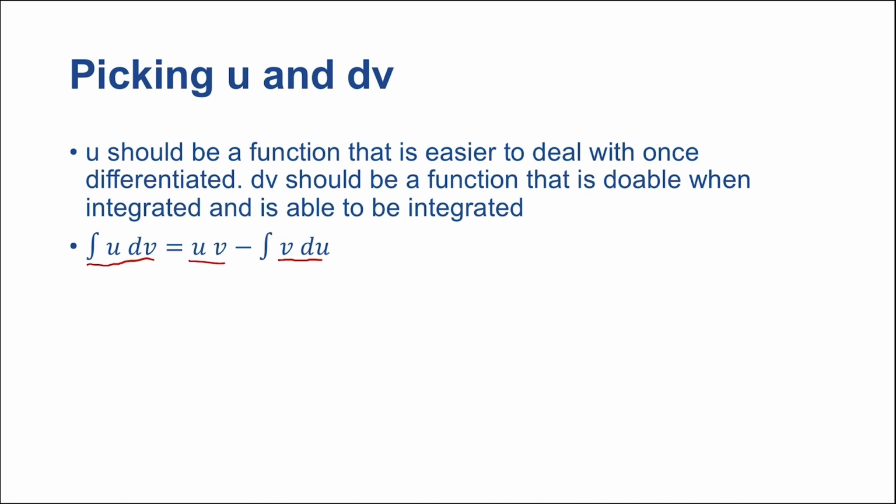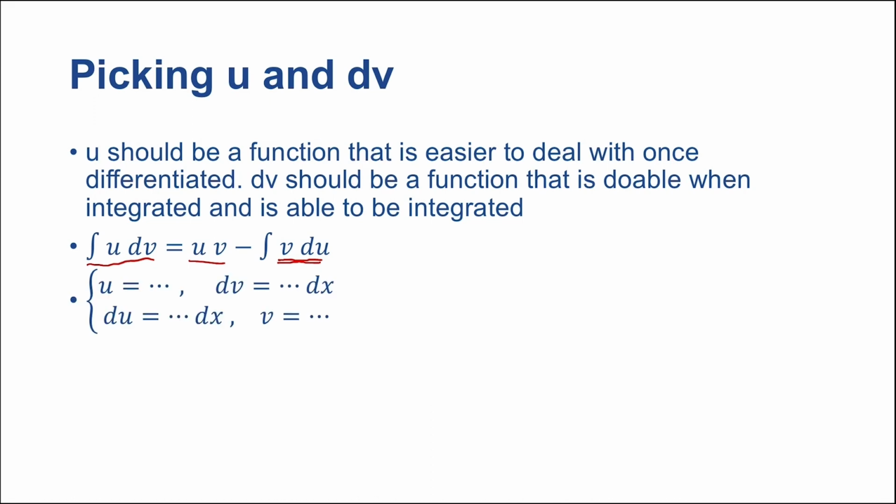But we'll end up with that integral. So basically, the deal is that u should be a function that's easier to deal with once differentiated, and then dv should be a function that is doable when integrated and is able to be integrated. So basically what we're doing is we're isolating a more tricky integral like the dv that we have and putting it into something where it is maybe not with as many constants or algebraic terms.